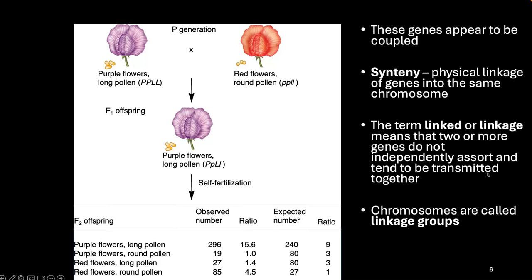Let's look at an example here of flower color and pollen shape. We start with two true breeding lines for purple and red flowers. The F1 is all purple with long pollen. Okay, so far everything looks like before, right? The difference arises in the F2 generation when we combine the dihybrids and look at the ratio. Recall that a dihybrid cross under independent assortment yields a 9:3:3:1 ratio.